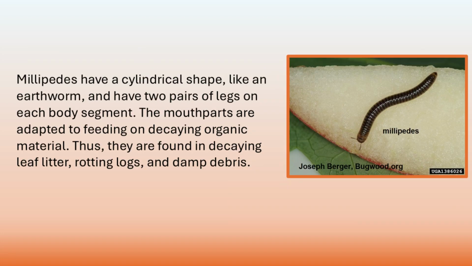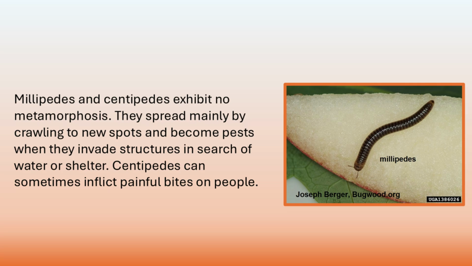Millipedes have a cylindrical shape like an earthworm and have 2 pairs of legs on each body segment. The mouth parts are adapted to feeding on decaying organic material. Thus, they are found in decaying leaf litter, rotting logs, and damp debris. Millipedes and centipedes exhibit no metamorphosis. They spread mainly by crawling to new spots and become pests when they invade structures in search of water or shelter. Centipedes can sometimes inflict painful bites on people.